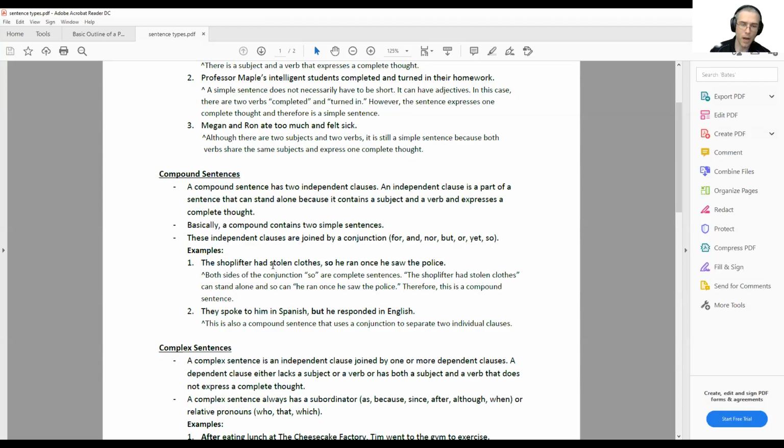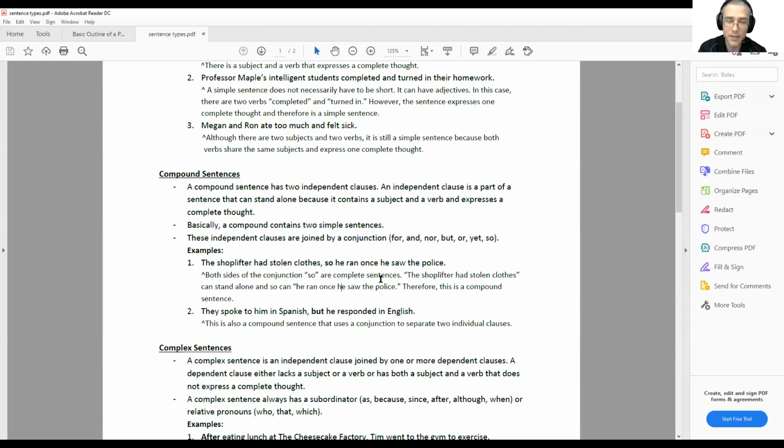Examples. The shoplifter had stolen clothes, so he ran once he saw the police. The coordinating conjunction so implies both a relationship between the two ideas and the connection between two independent clauses. Right? There's a causal relationship in the case of the use of the word so. Both sides of the conjunction so are complete sentences. You could replace the so and the comma with a period, change the h to a capital, and then you would have two full sentences. But we wanted to indicate that there's a causal relationship between these two actions. So, as a result, we used so.